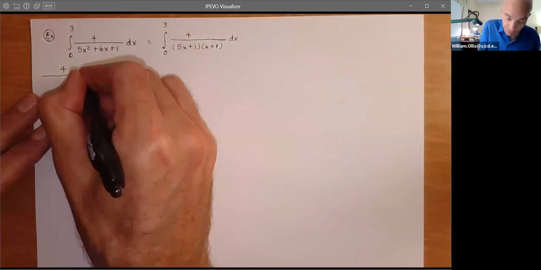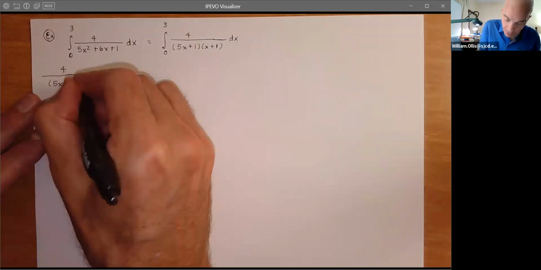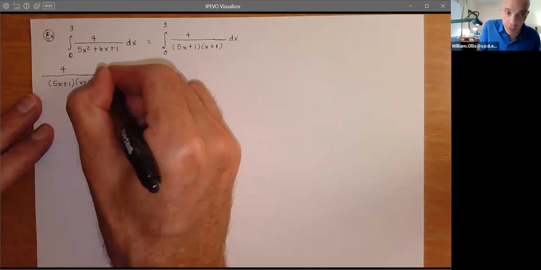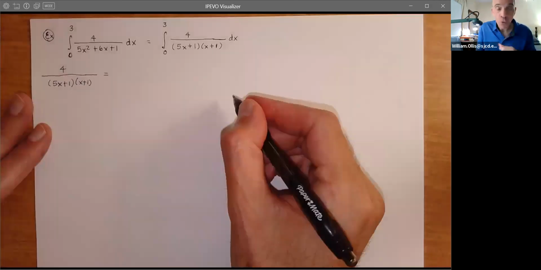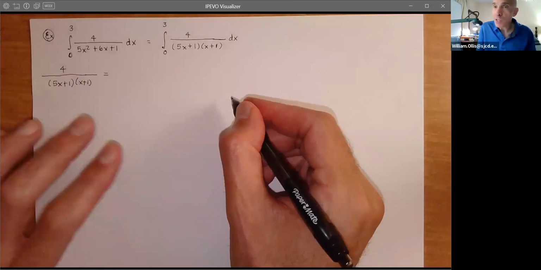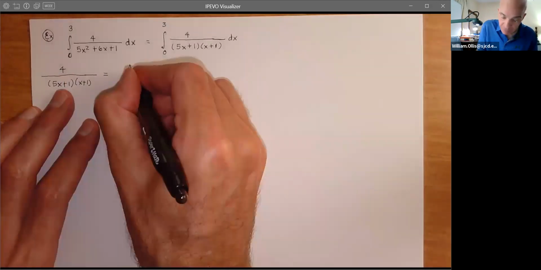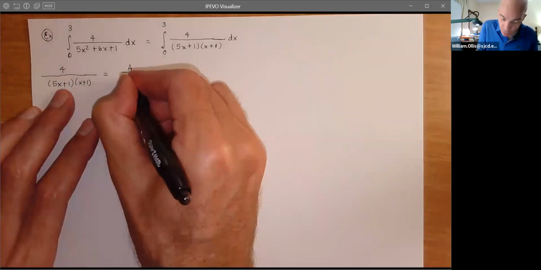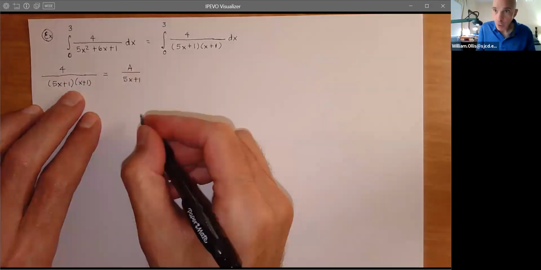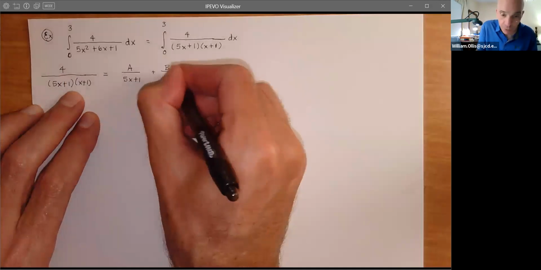Now we need to decompose. So we have 5x plus 1 times x plus 1. And we always want to use coefficients, or either differentiate, or use values of x that make our determination of the coefficients easy. So first, we'll do a divided by 5x plus 1. These are distinct linear factors. And then we have b over x plus 1.